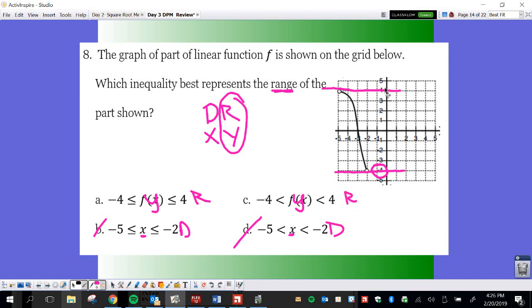And then when I come over here to see what my highest value is, that's 4, and they both have 4 there as well. But what I see is different is this one has the less than or equal to sign for both the inequalities, and on C it just has the less than.